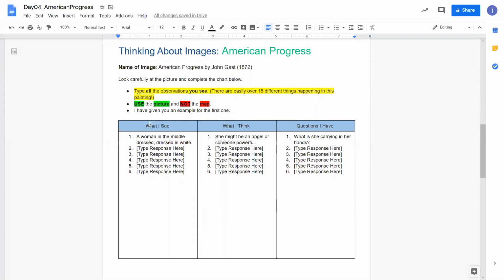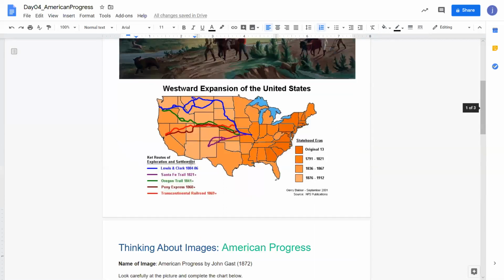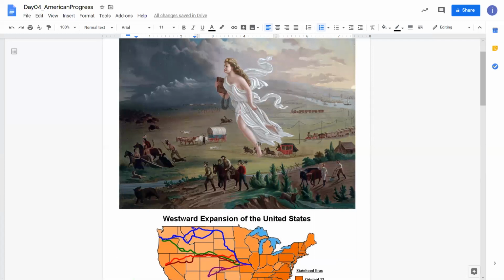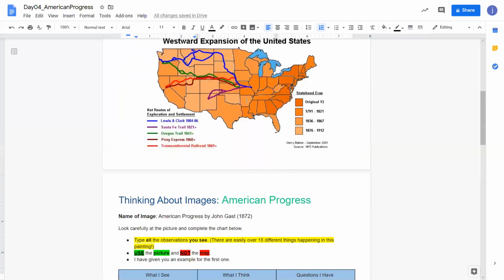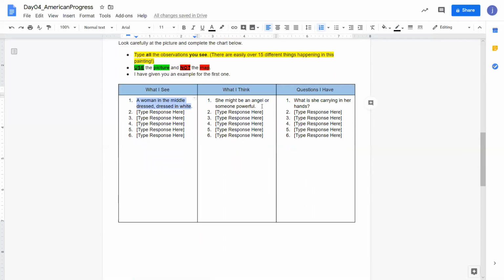So the chart's going to ask for what I see, what I think, and questions I have. So for the first one, I put a woman in the middle dressed in white. Very easily, that's what I see. And you can add any other details, maybe that she's holding a book. She's also holding some wire. She seems to be floating. For what I think, because of all that, I might write she might be an angel or somebody very powerful.